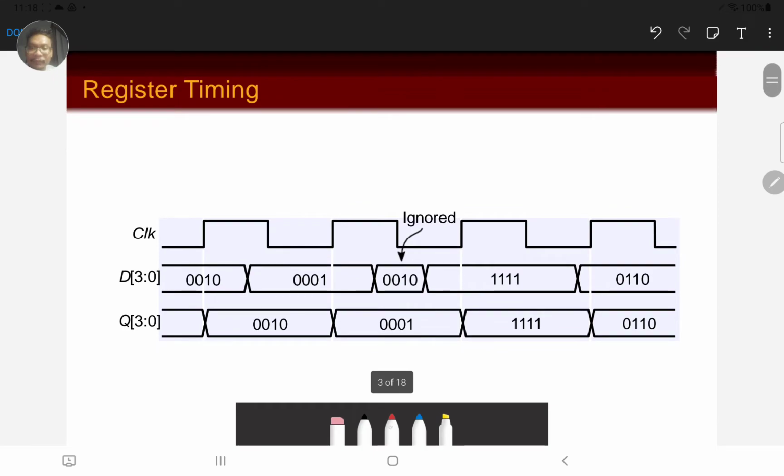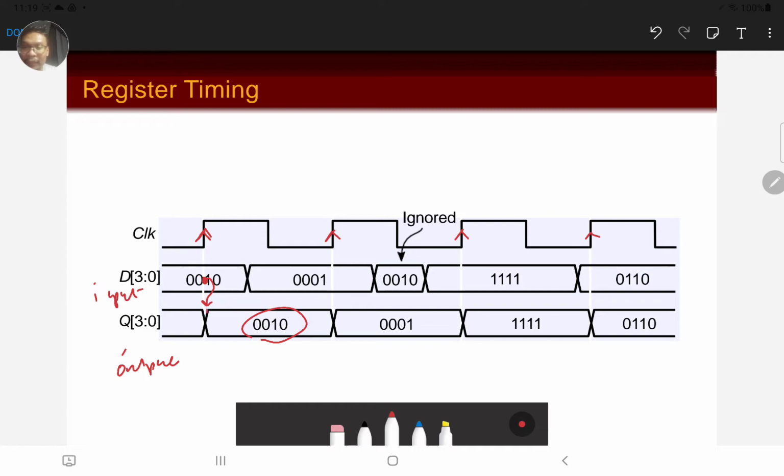So let's look at the timing. We are assuming it's a positive edge triggered register. A positive edge occurs in the clock signal transition from 0 to 1. In this case, we have a positive edge of the clock at these positions. The D here is our input, and we look at the value of D at the positive edge of the clock. For example here, at the positive edge of the clock, the value of D is 0010, and therefore it will be transferred to the output Q to have 0010.